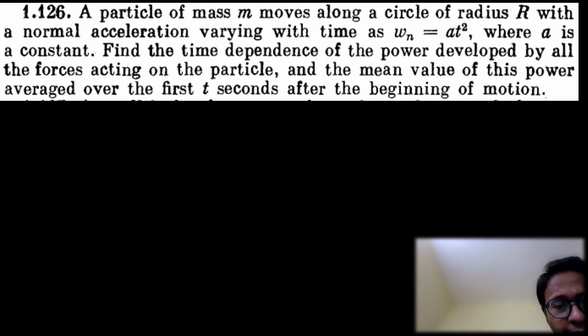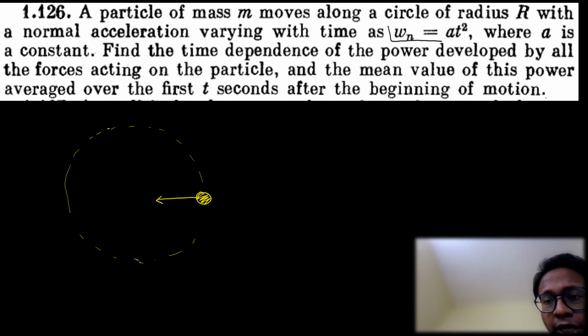In this question, what is given is that there is a particle moving in a circular orbit. The normal acceleration, or the centripetal acceleration, is given by omega n is equal to a t square. Instead of using omega n, I'll use a n, or normal acceleration, because it is more familiar. But a is a constant. So normal acceleration or centripetal acceleration is equal to a t square.